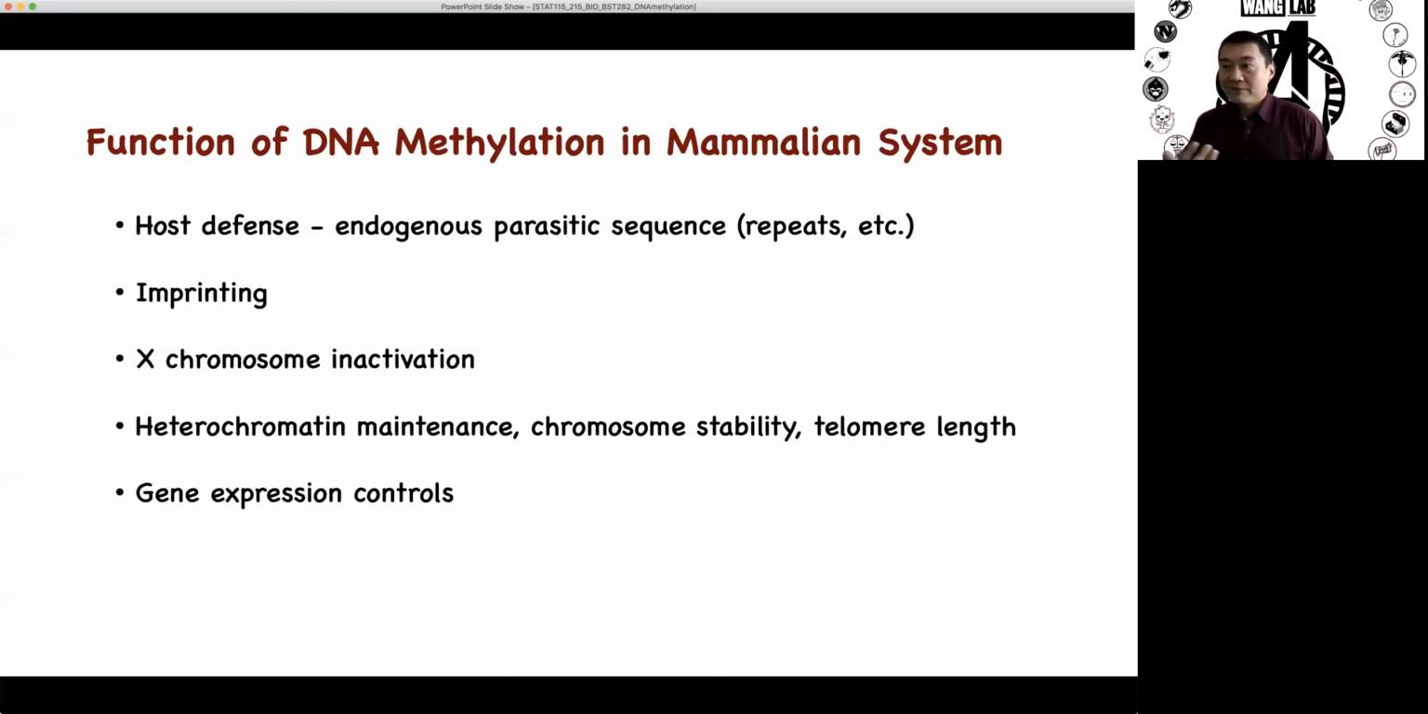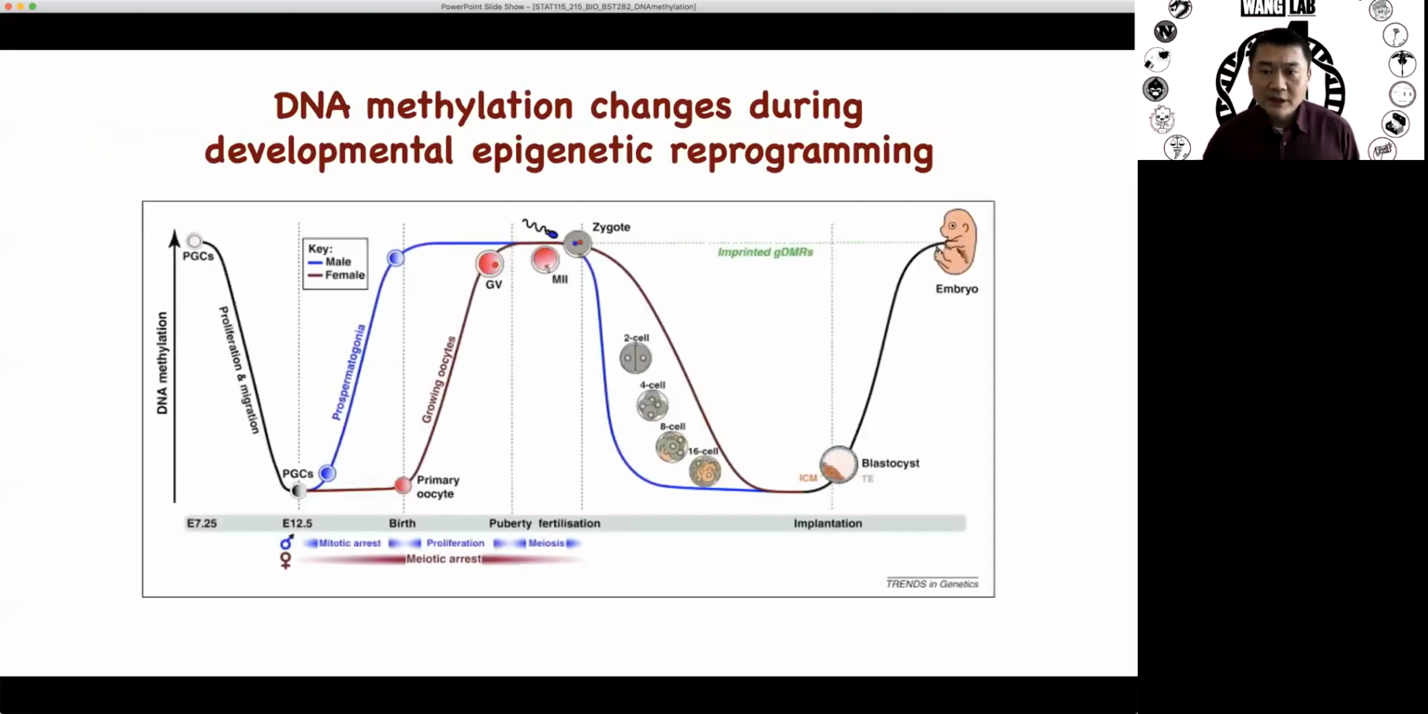So as a result, maybe over here it's the dad's X chromosome being expressed, but over here it's mom's X chromosome being expressed, right? So DNA methylation is used to establish this X chromosome inactivation. DNA methylation is also important for heterochromatin maintenance, chromosome stability, telomere length, and all of this. And also importantly, gene expression control, right? So we're gonna go over some of these in more detail.